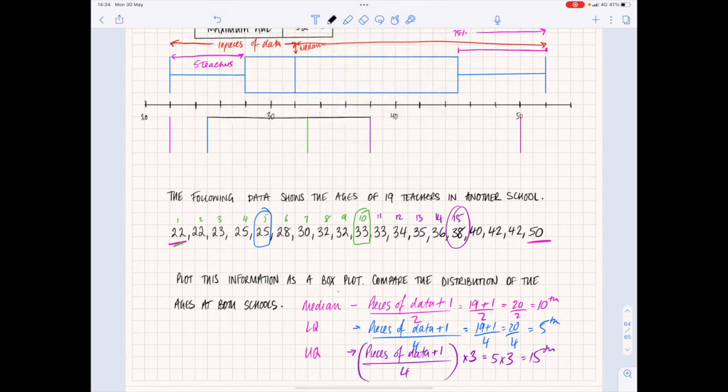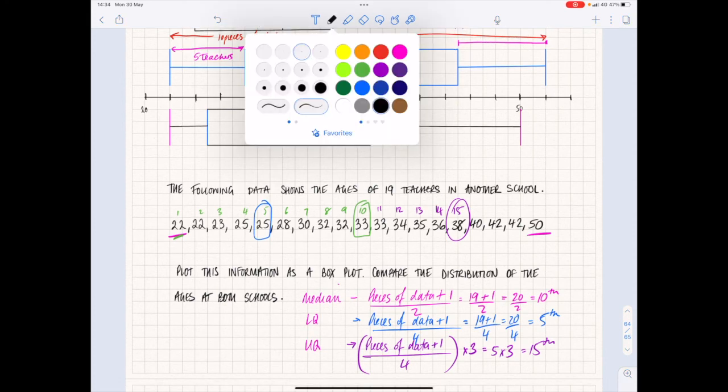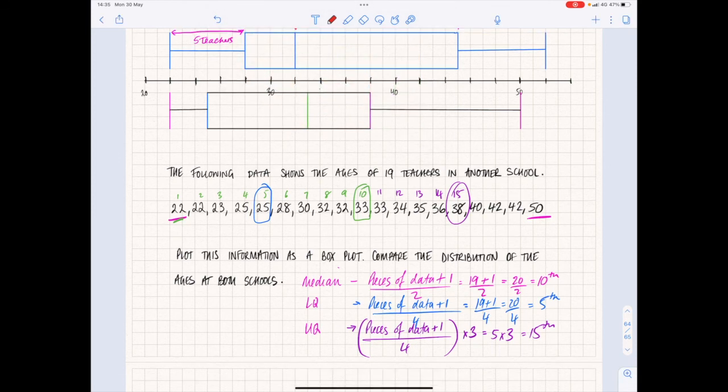Then I do the same process as I did before. I join the upper and lower quartile together. I join the upper quartile to the highest value, and I join the lowest value to the lower quartile. And you can see there that the box plots are very different to each other. So the question then says for us to compare the distribution of the two schools.